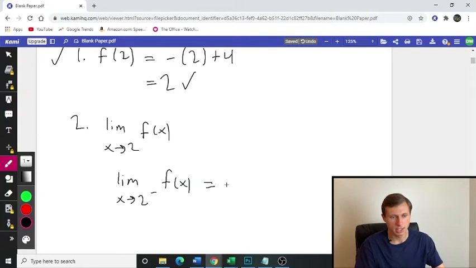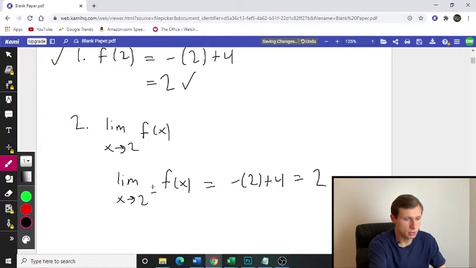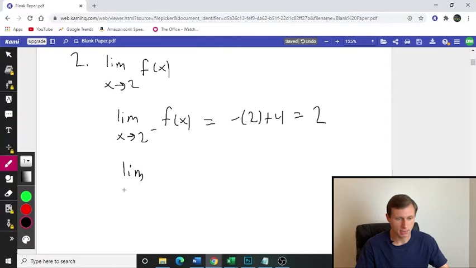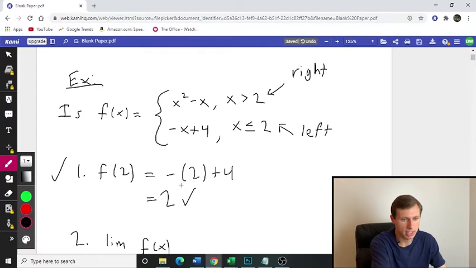So that's going to be negative 2 plus 4. It's going to be the same thing we got earlier, and it's just going to be positive 2. And now we're going to do the same thing for the right side. The limit as x approaches 2 from the right of f of x. And remember, the right is going to be using that top function, x squared minus x.